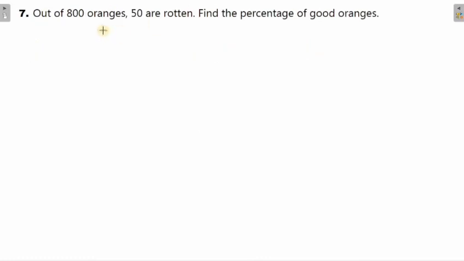Next we have, out of 800 oranges, 50 are rotten. Find the percentage of good oranges. This is also simple. First and foremost, let's find the number of good oranges, because the question is asking you to find the percentage of good oranges. So how much is the number of good oranges? We have got 800 oranges and out of that 50 are rotten, so we will remove the rotten ones. We get 750, right? So we have got 750 good oranges.